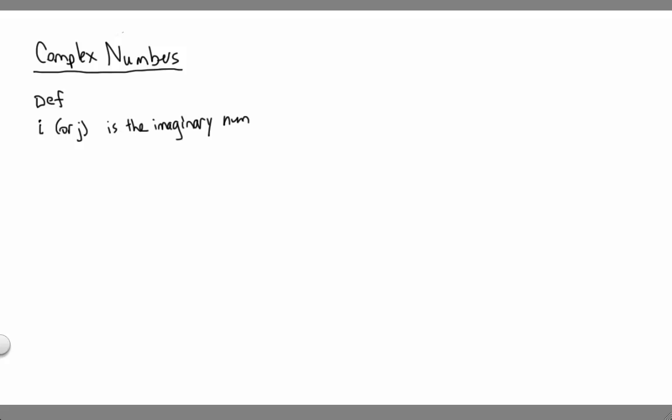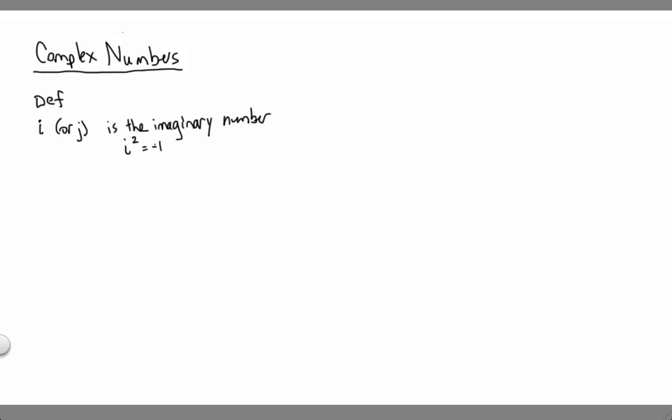So in this video, we're going to be talking about complex numbers. We're going to start off with a definition. First thing we should do is just define what an imaginary number is. Let's say i or j is the imaginary number such that i squared is equal to -1. That's the main property we want to think about related to this imaginary number.